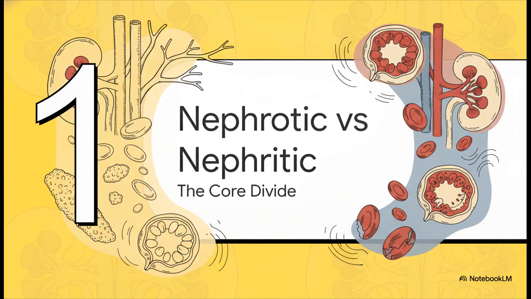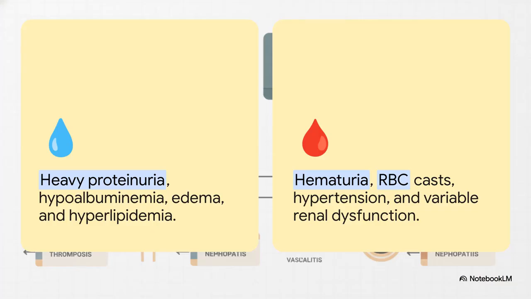Section 1. Nephrotic versus nephritic patterns, the core divide. Nephrotic syndrome essentially means podocyte injury. You're going to see heavy proteinuria, hypoalbuminemia, edema, hyperlipidemia, and lipiduria with those classic oval fat bodies. On the flip side, nephritic syndrome means the glomerular basement membrane is ruptured with severe inflammation. That presents with hematuria, RBC casts, hypertension, edema, and variable renal dysfunction.